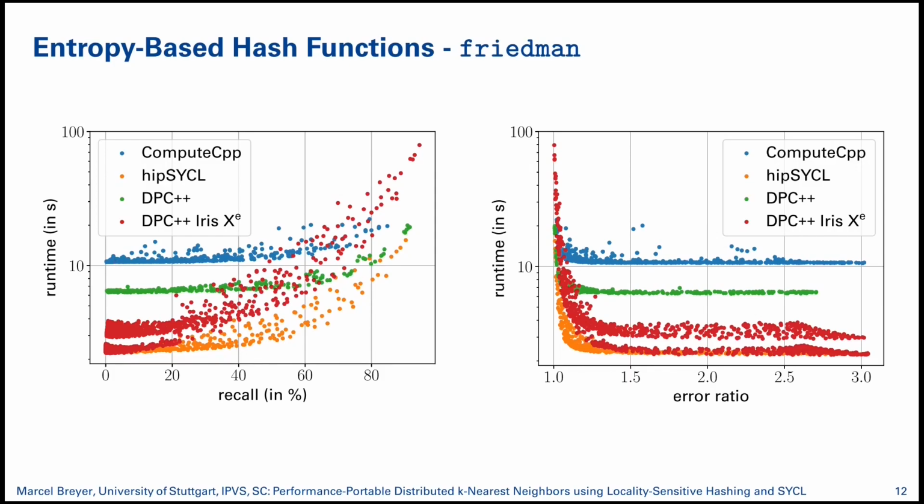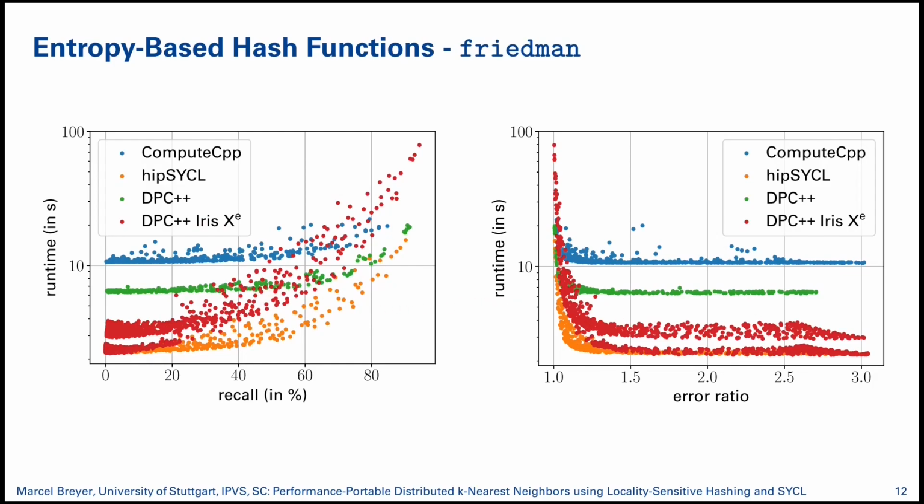This is caused by the creation of a SYCL queue inside the constructor of the entropy-based hash functions. However, I don't know why both SYCL implementations have such a high static overhead, especially since DP-C++ using the Iris Xe Max GPU does not have such a high overhead.